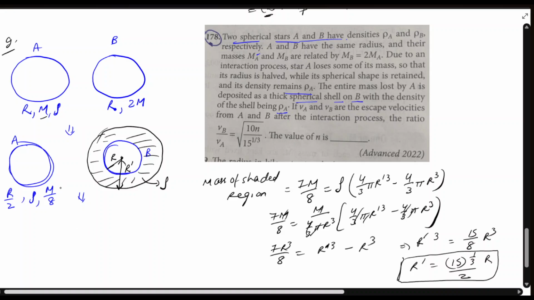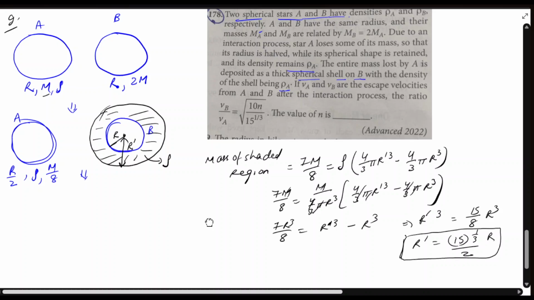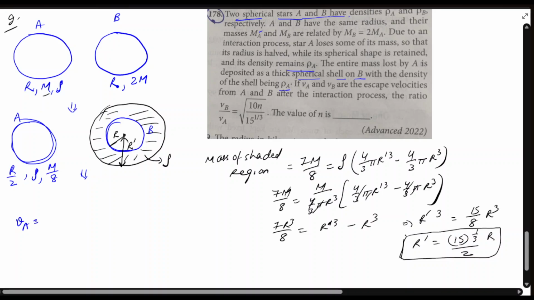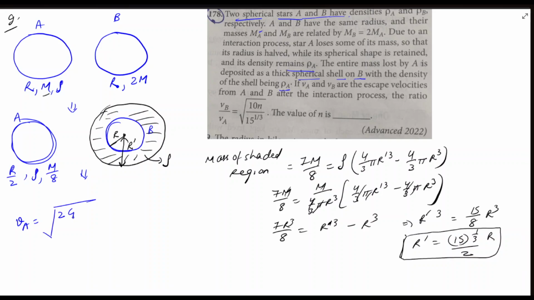Now we'll just write the escape velocity for these. So we have vA, after the interaction process we are talking about. So it will be the square root of 2G, M will be M by 8, upon radius which will be r by 2. So this will be the 4 and 2. We'll get GM by 2r, right? So 4 divided by 8, it will be 1 by 2, right? So this is vA.